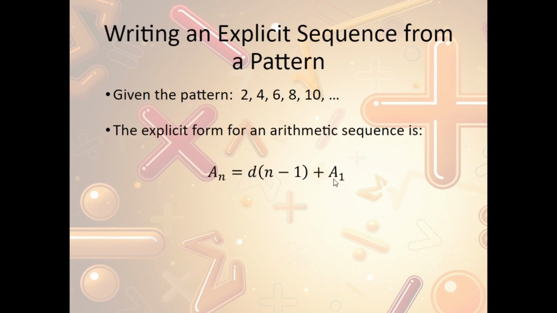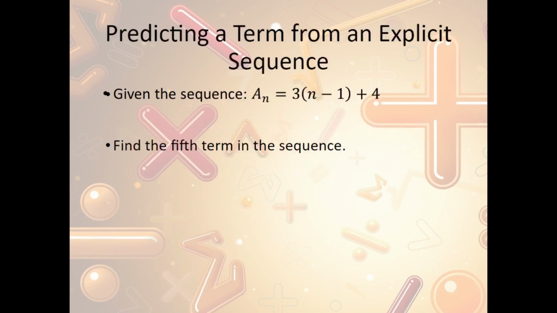Well, we know D and we know A1. So we know D is 2, that was the common difference, and A1 is 2 because that's the first term in the sequence. Now let's take a look at this one.